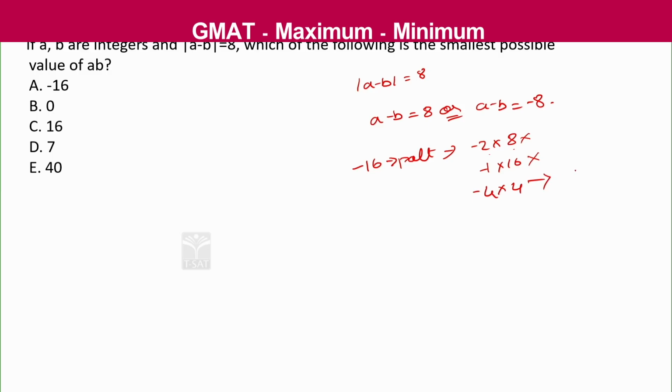Let's just check. If A is minus 4 and B is 4, then A minus B is minus 8. Then yes, this is possible. If say A is equal to 4 and B is minus 4, then A minus B is 4 minus of minus 4, which is plus 8, and this is also a possible combination. So therefore minus 16 is a possible value and it is the smallest amongst all the options. So that is our correct answer.